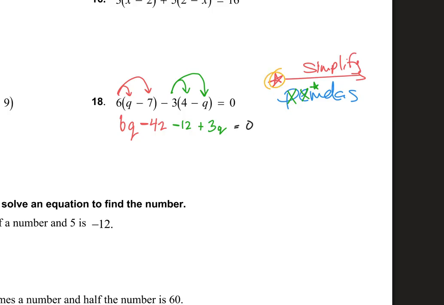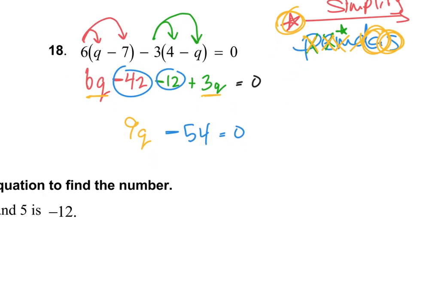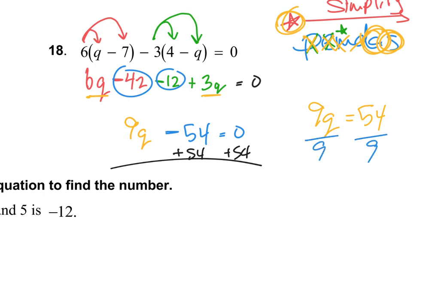Okay? I'm still simplifying, but I'm not done with these. So 6q and 3q is 9q. And let's see, negative 42 and negative 12 is negative 54, and that equals 0. I'm going to add 54 to both sides, and I get 9q equals positive 54. Divide by 9, and q equals 6.